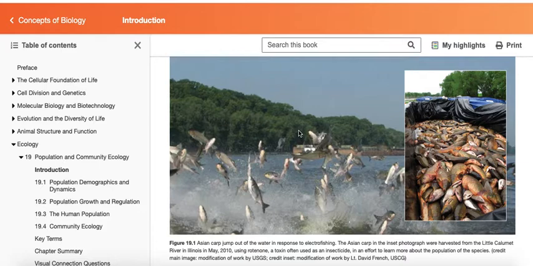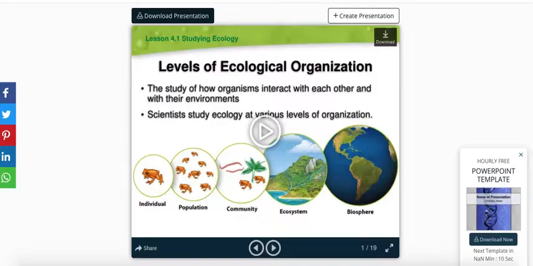Or you can do community ecology, where you study several organisms and how they're interacting together, different species. You can also study ecosystem ecology, where you study all of the living and non-living things in an area and how they affect each other. So here's a picture of those.